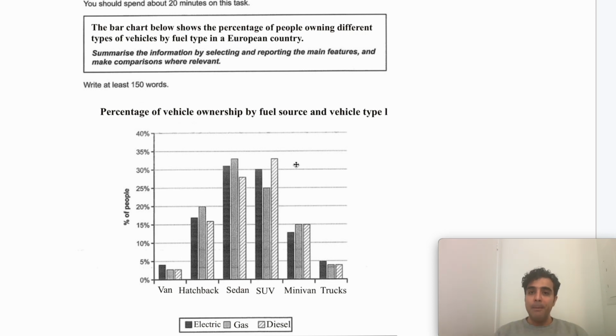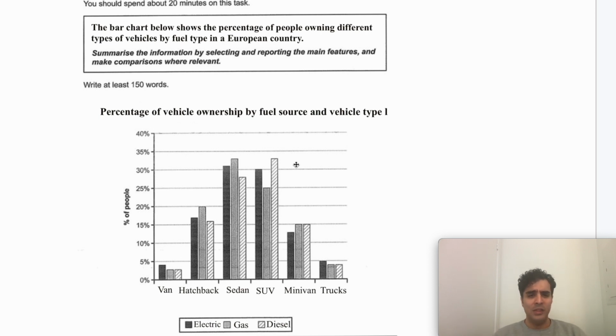Okay, so remember step 1, understanding. I'm going to walk you through this very quickly, okay? I'm going to be a little bit quicker in going over what you need to pay attention to because we've done this before. So remember, understanding. Step 1, look at the question, identify the MP. The bar chart below is the subject, shows is the verb, the percentage of people owning different types of vehicles by fuel type in a European country.